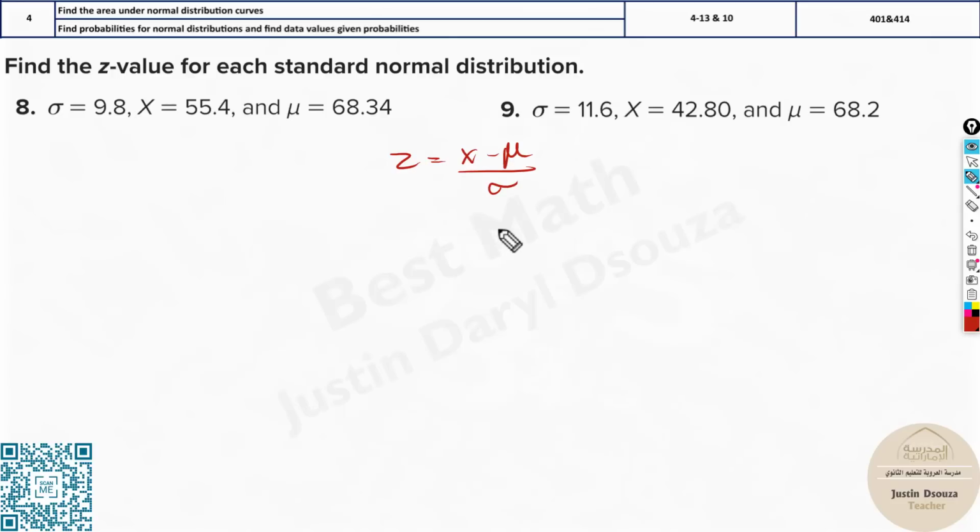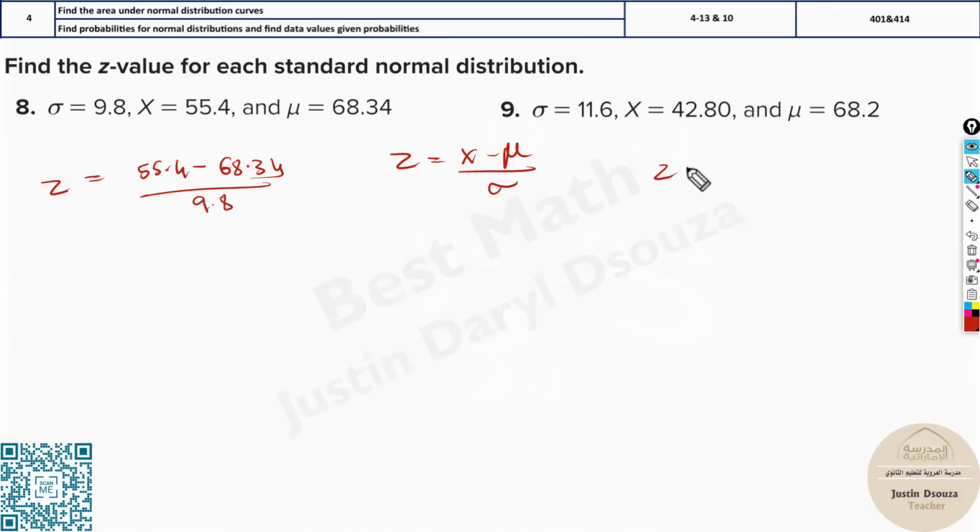If it's negative, it's on the left side of the normal distribution curve from its center. Positive is right. Now, let's solve this. Since I've written the formula, I'll directly solve. The z value will be equal to 55.4 minus 68.34 divided by 9.8. That's the answer.